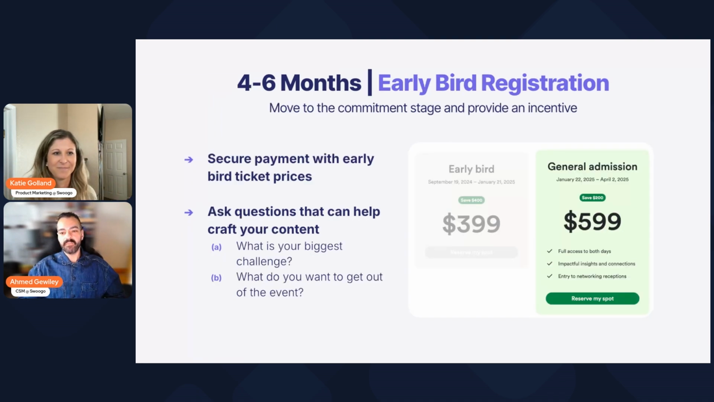Exactly. And maybe 4 to 6 months out is the time where you're going to actually collect payment. Maybe you have an early bird registration set up, and this can either be timed or based on capacity. Maybe everyone that registers before a certain date gets a special price, or just the first 100 registrants overall get a special price. But you can incentivize the event in that way as part of that promo plan, while allowing people to secure tickets before the event details are still fully ironed out.